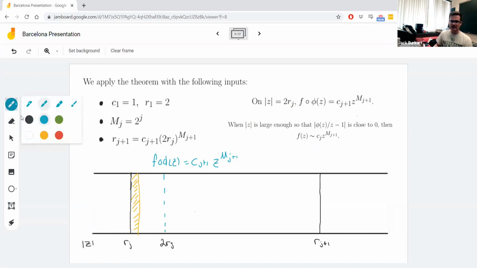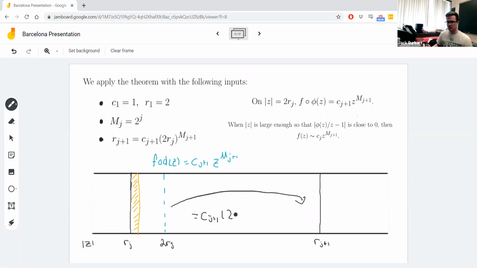And so what this means is that this Rj plus 1 is defined to be, so f takes the circle of radius 2Rj and it's going to map it onto Rj plus 1. Because if we feed 2Rj into here, we're going to be equal to Cj plus 1 Rj to the Mj plus 1. So everything's designed so that you have this interpolation region, you double the radius, and then f is going to map that onto the next radius where the interpolation procedure will occur. So that's sort of the key point that's going on here.